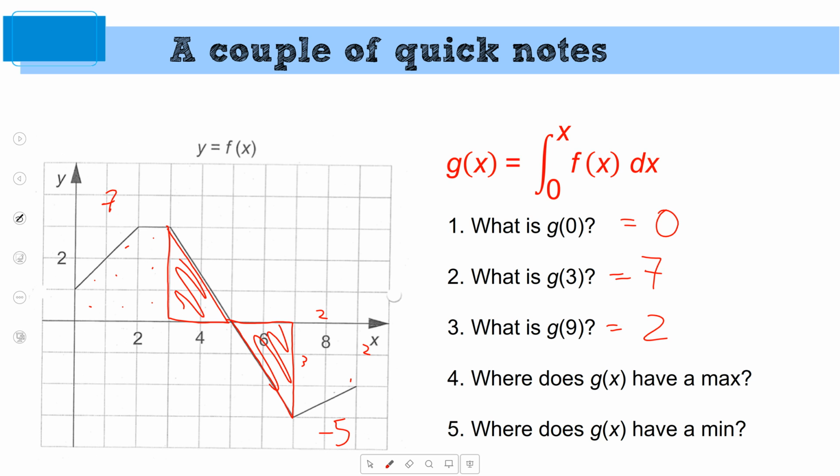Okay. Everybody else good to go? Beautiful. Now the fun one. Where does g have a maximum?